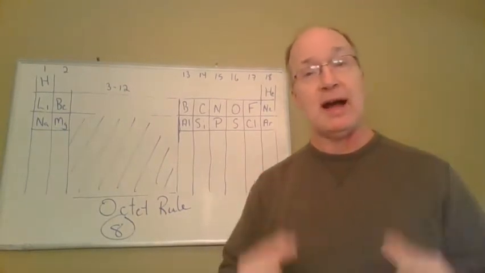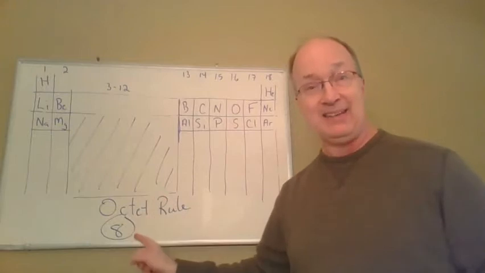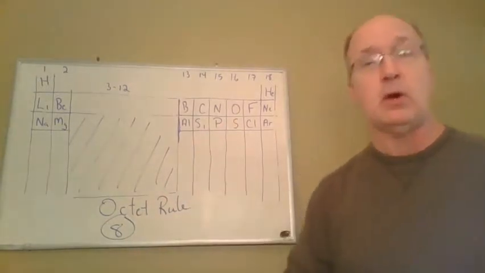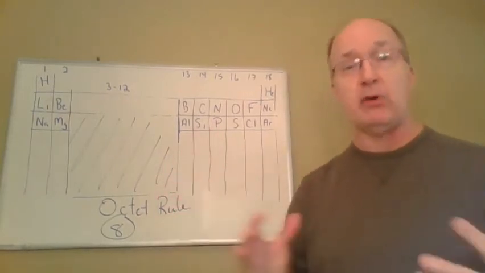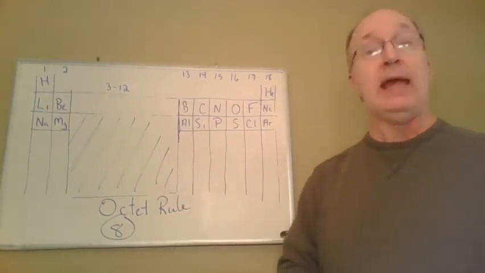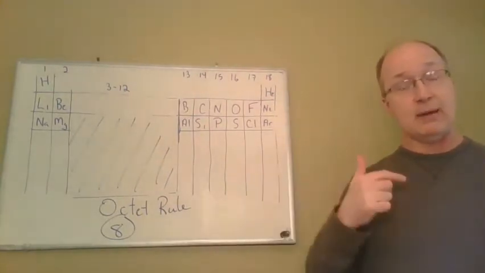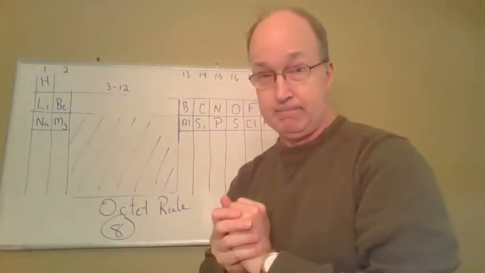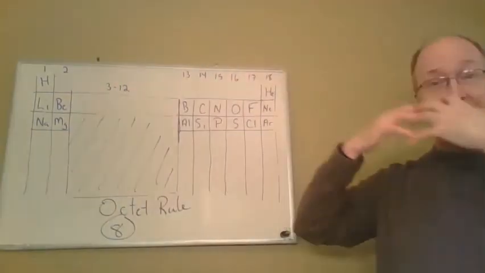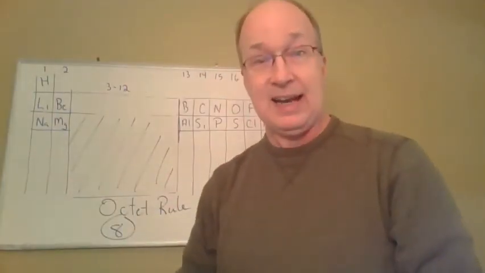Now let's talk about oxidation number. For this, we have to remember octet, 8. Every element wants 8 electrons, a complete outer energy level. It can gain electrons to get 8 when it combines with other atoms, or it can lose electrons to get 8.